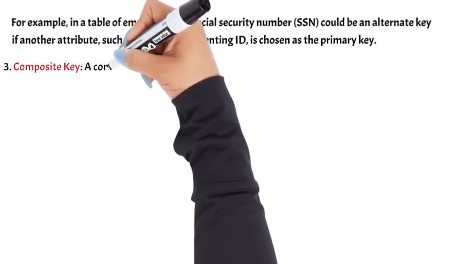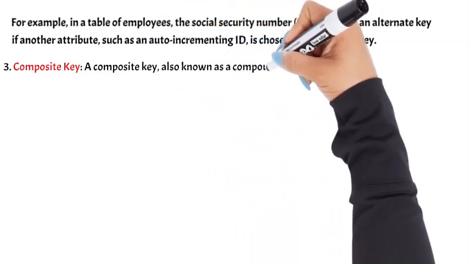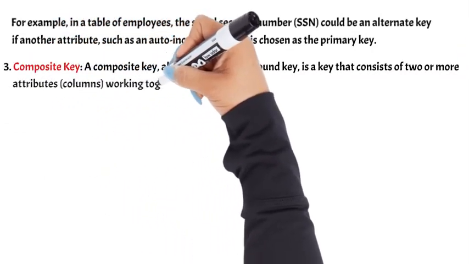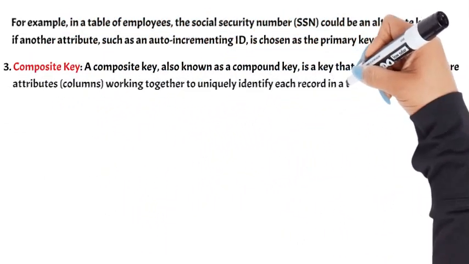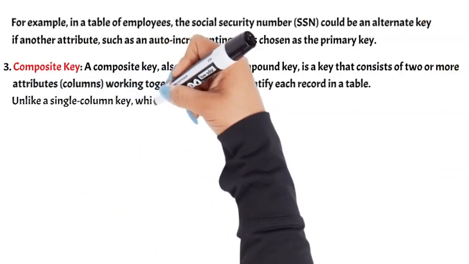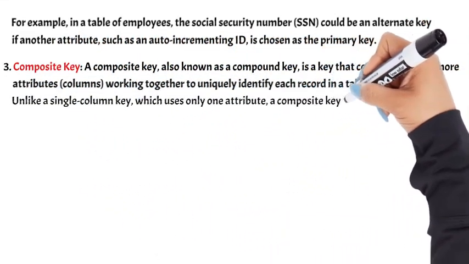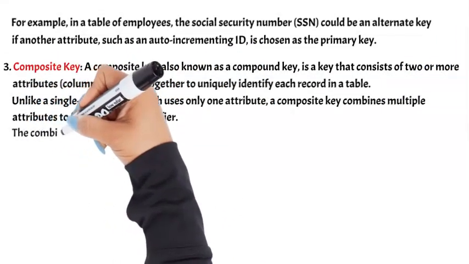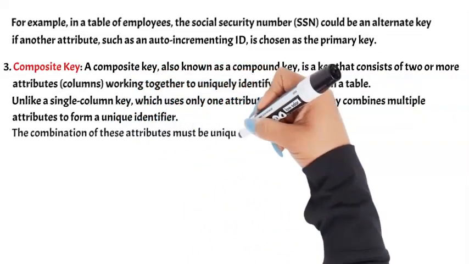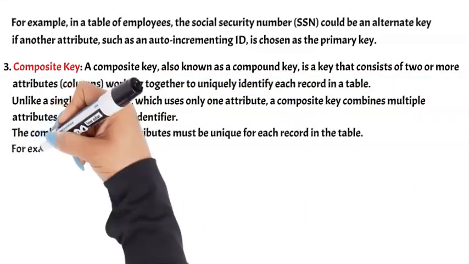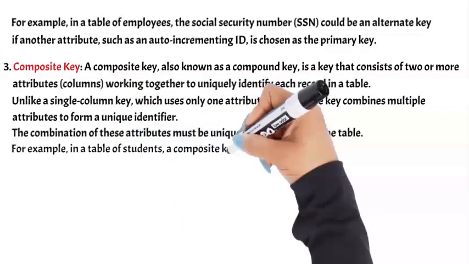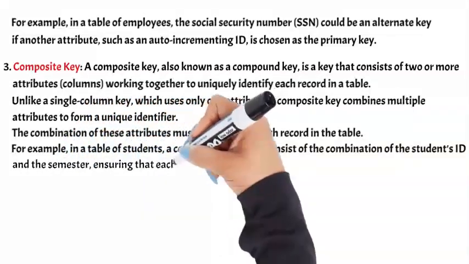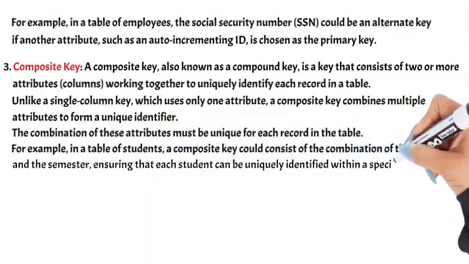3. Composite key. A composite key, also known as a compound key, is a key that consists of two or more attributes (columns) working together to uniquely identify each record in a table. Unlike a single column key, which uses only one attribute, a composite key combines multiple attributes to form a unique identifier. The combination of these attributes must be unique for each record in the table. For example, in a table of students, a composite key could consist of the combination of the student's ID and the semester, ensuring that each student can be uniquely identified within a specific semester.